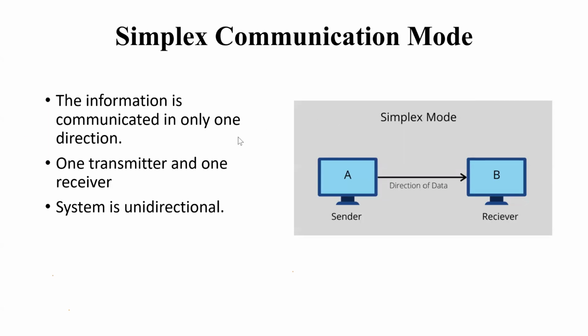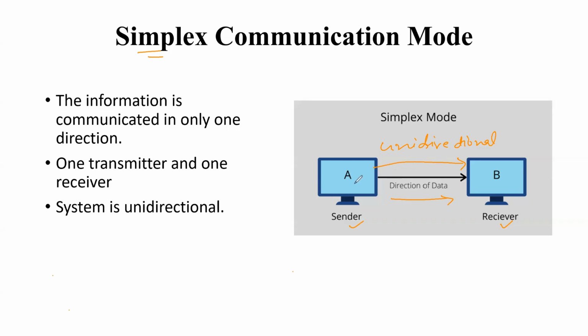So in the first mode of communication, called the simplex communication mode, the flow of data is always in one direction. Let's assume that there is a sender named A and another, a receiver, named B. In this simplex mode of communication, the information can only be communicated in one direction. So the flow of data is always unidirectional. Unidirectional means it can flow only in one direction.